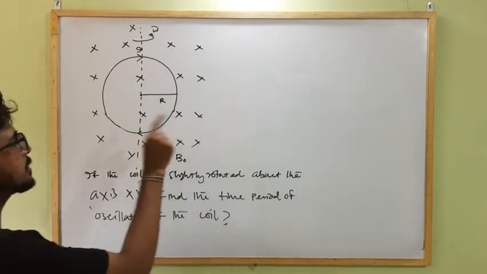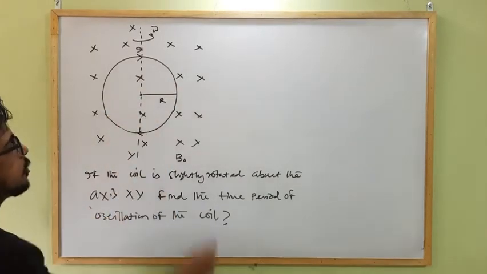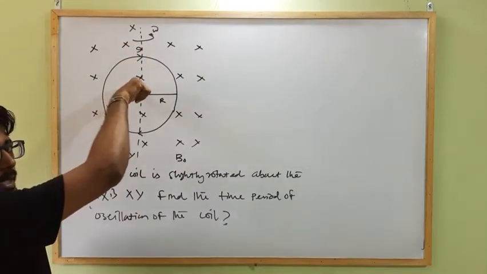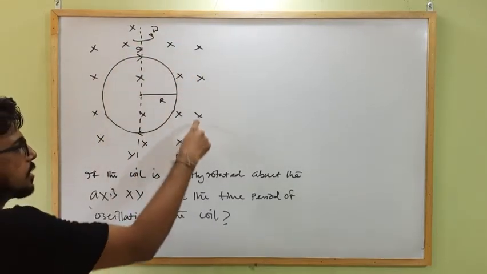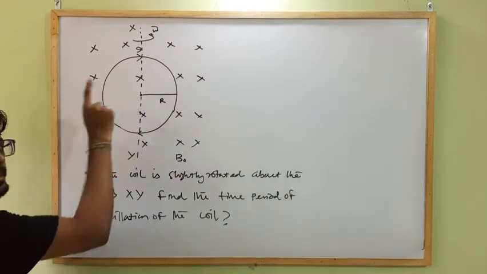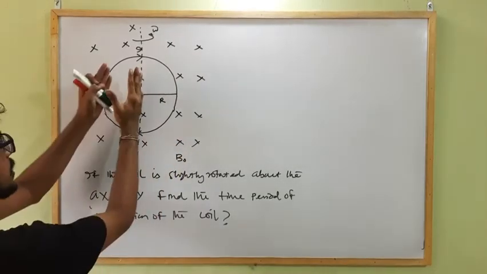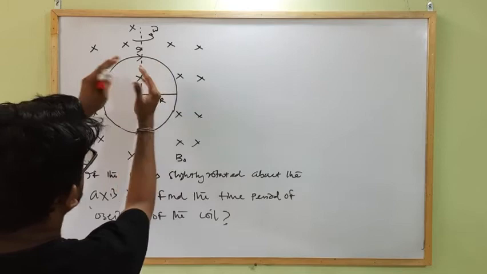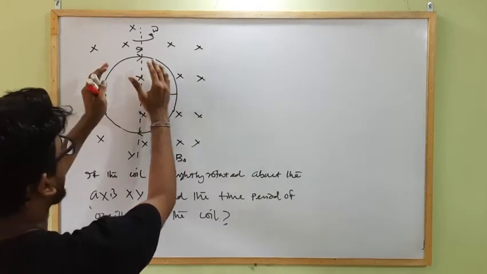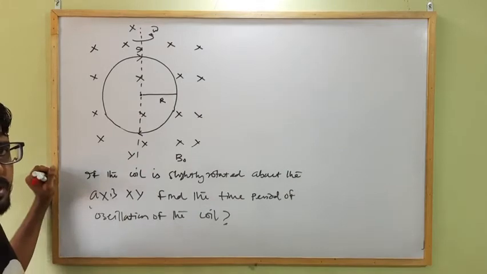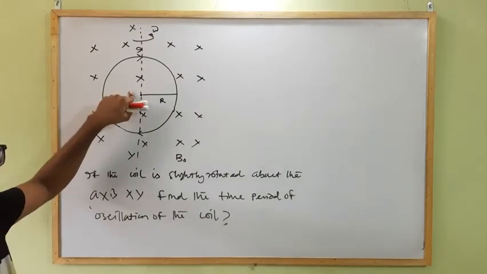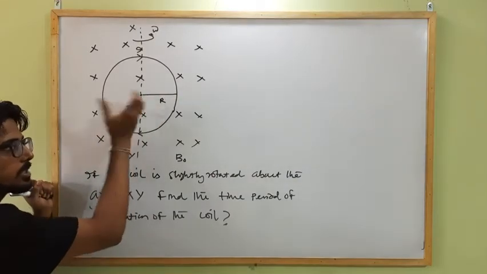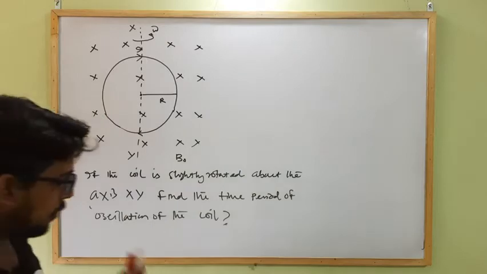Clear? As in this case the current is along this direction, so the magnetic dipole moment of this coil, curling the finger along this direction, is into the plane. M vector is into the plane, and the external magnetic field B naught is also into the plane. So the coil is in stable equilibrium. If we displace this coil from its initial position by a certain amount in anti-clockwise sense, then it will get disturbed from its initial position. That's why it wants to regain its initial position, and due to that it will start oscillating. Clear? So what will be the time period here?